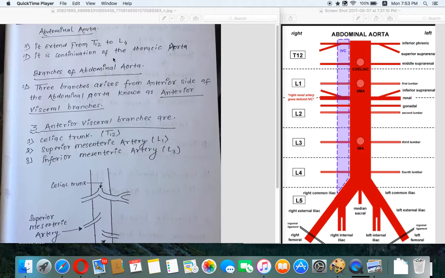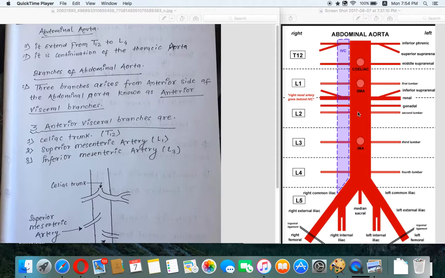Now we talk about the branches of the abdominal aorta. Here we have the branches of the abdominal aorta, and we came to know that there are three branches anteriorly. Here we see 1, 2, and then 3. This is known as the anterior visceral branch.